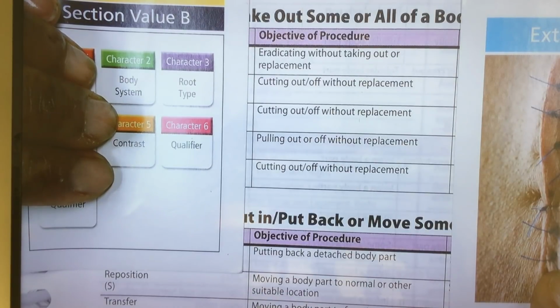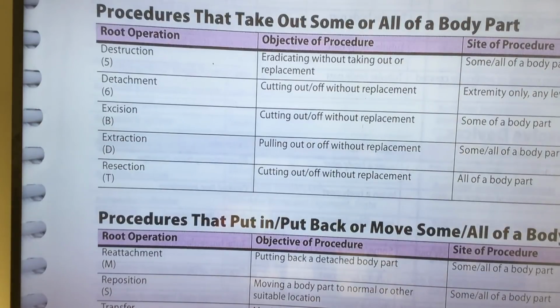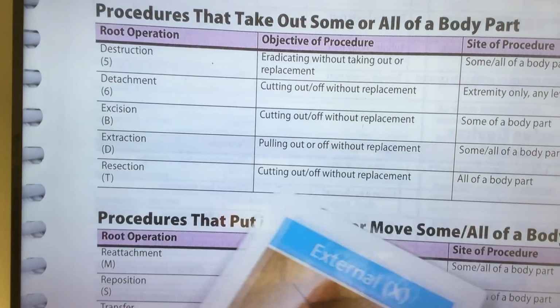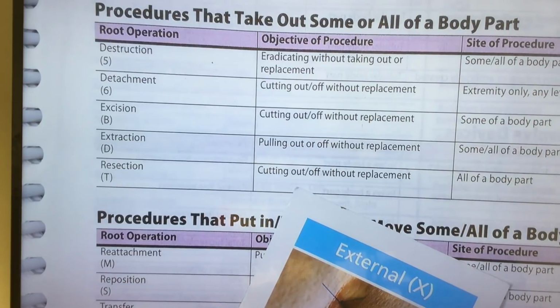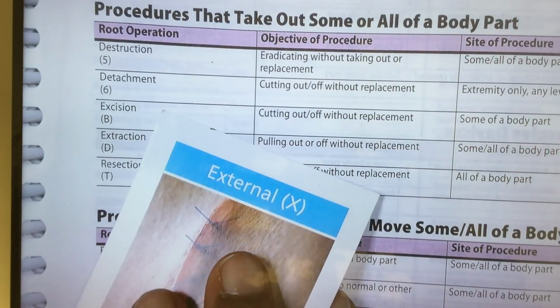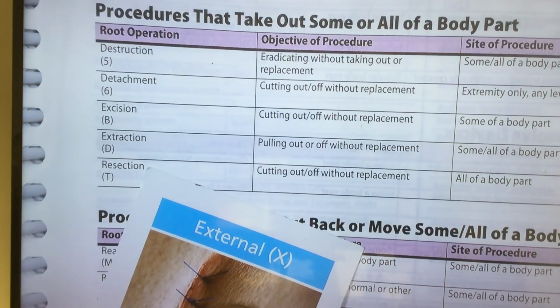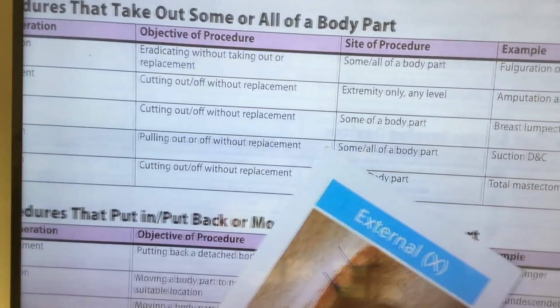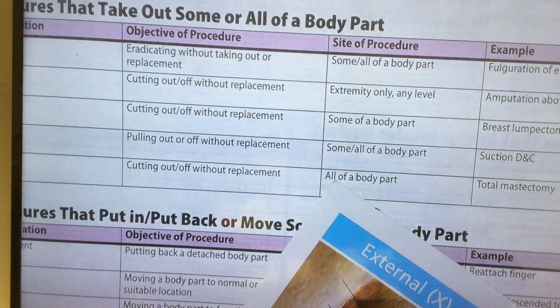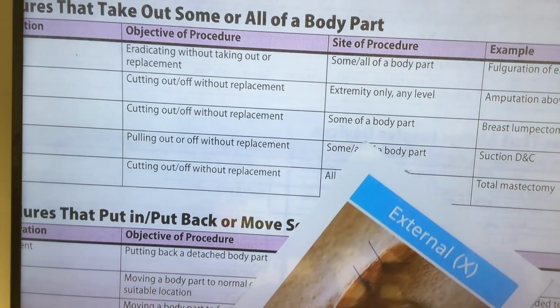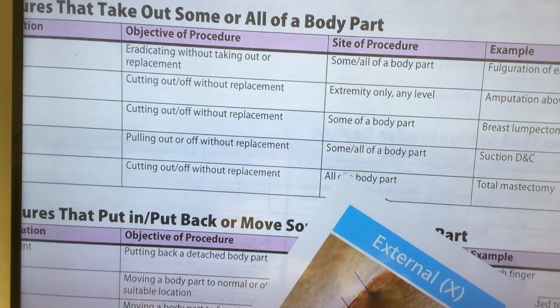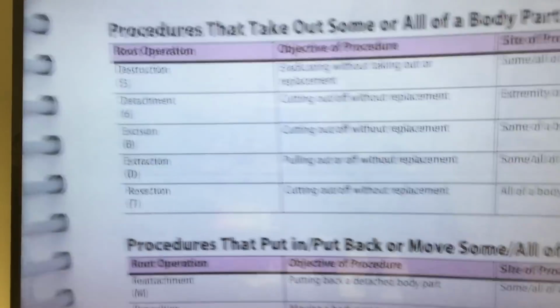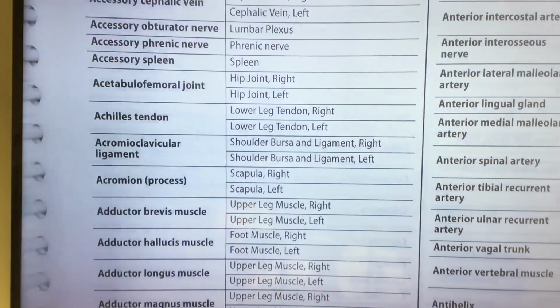So as you begin to decide if you want to use this root operation, you're like, wait a minute, okay, no replacement. Then notice some other subtle differences. Cutting out, cutting out. Uh-oh. Well, what's the difference between excision and resection? I'll tell you. Some of a body part, all of a body part. So guys, again, critical that you learn them in groups, but you have to learn what they mean.